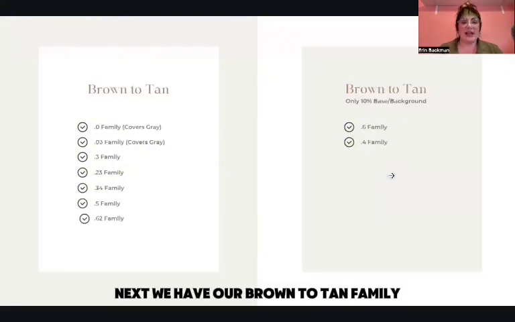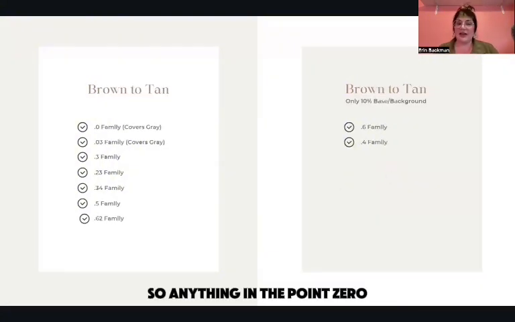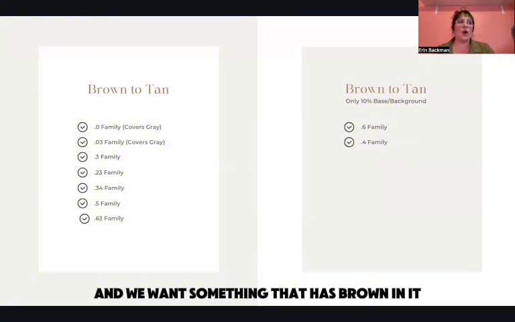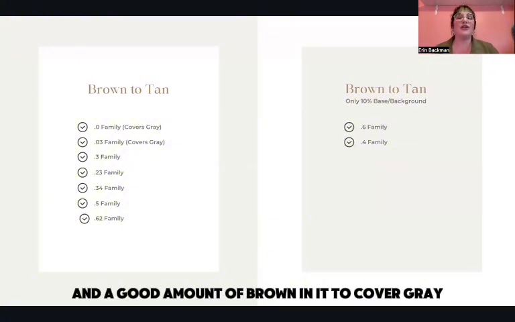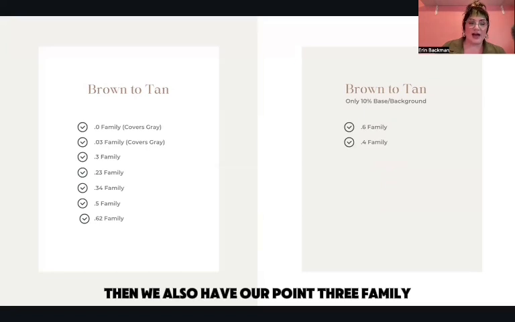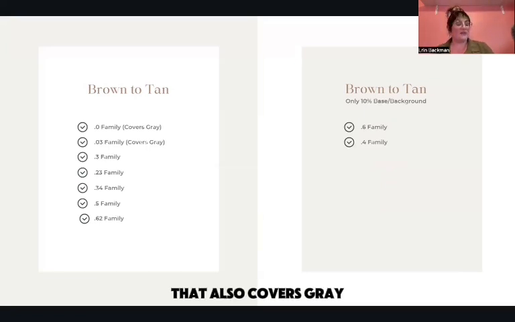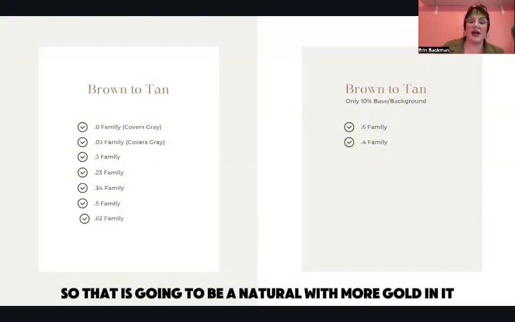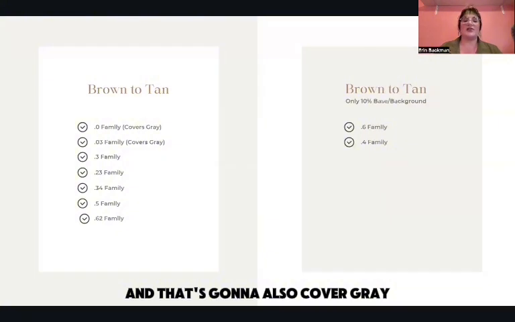Next, we have our brown to tan family. So anything in the 0.0 family is going to have brown to tan because that's our neutrals, our naturals, and that also covers gray. And we want something that has a good amount of brown in it to cover gray. And then we also have our 0.3 family that also covers gray, and that is our warm naturals family. So that is going to be a natural with more gold in it. And that's going to also cover gray.